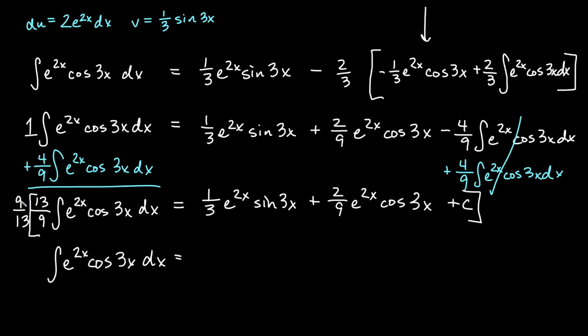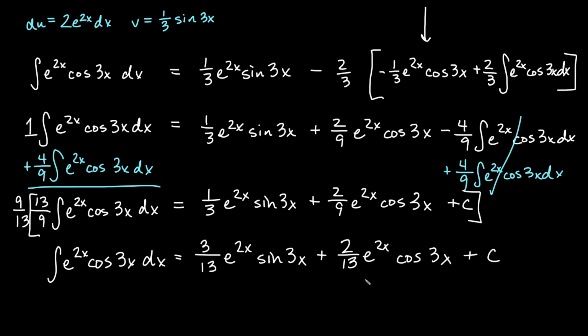is equal to, so if I do 9/13, in the first one, 9 would reduce with the 3. I would just get a 3 on the top, so that would be 3/13 e to the 2x sine 3x. In this next one, I have 9/13 times 2/9. The 9s would reduce fully to 1, so that would give me a 2/13 e to the 2x cosine 3x. Anything that is a constant times c is just going to stay an arbitrary constant. So that's what we get for our answer.